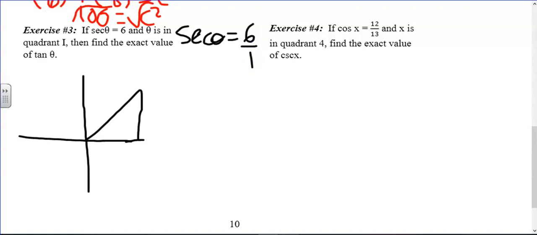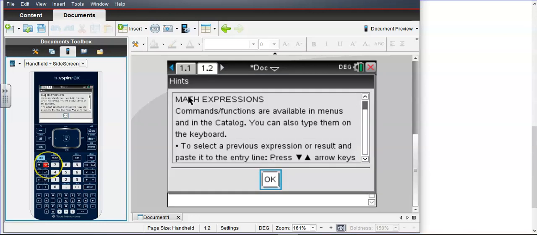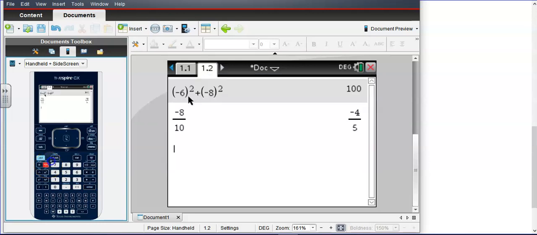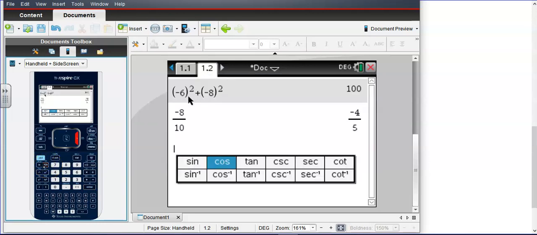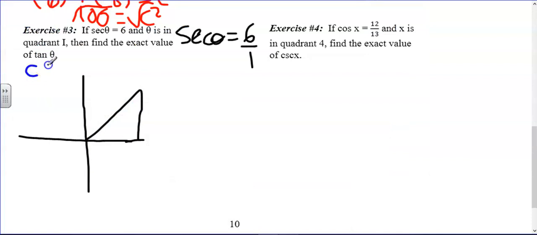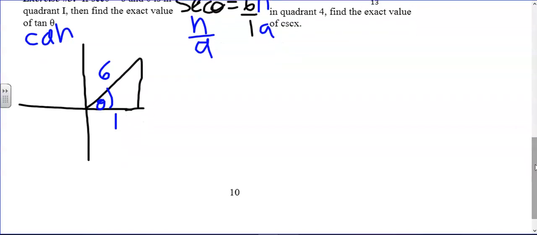Now, secant's body, if you forgot, you can hit your trig button. Secant's body is in the middle of those three, so it's cosine. So cosine is A over H, and secant is going to be the opposite. It's H over A. So H is 6, adjacent is 1. So when I draw my triangle, the hypotenuse is 6, adjacent is next to, what am I looking for? I'm looking for the opposite side. So remember, 6 is always the C value.